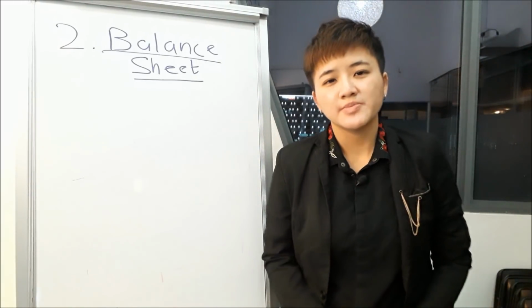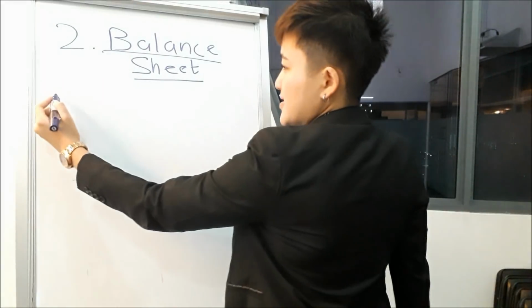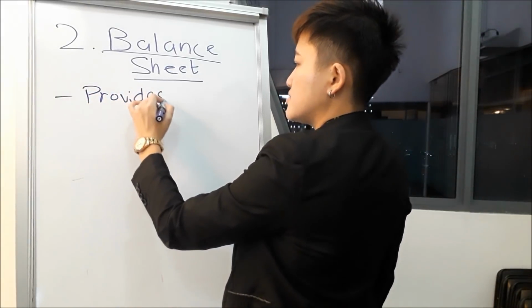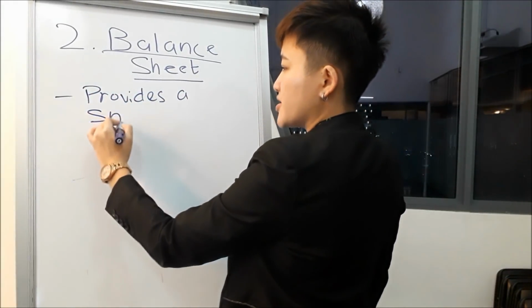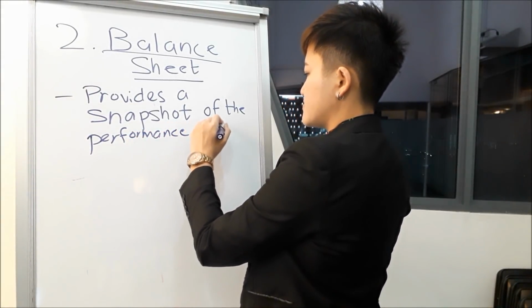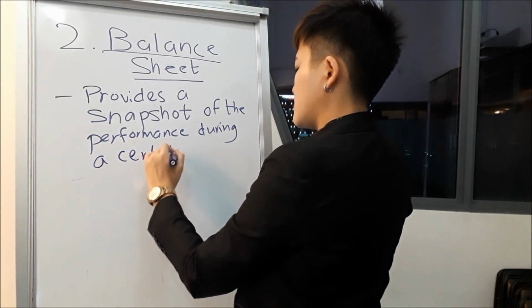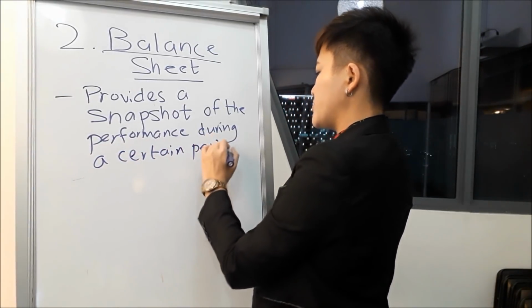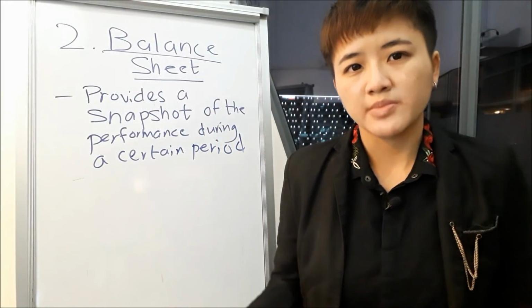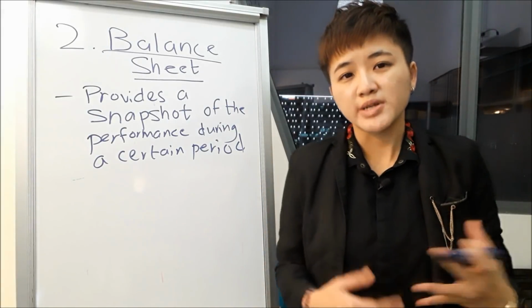So the second financial statement that you should know is the balance sheet, okay? So what it does is that it provides you a snapshot of the performance during a certain period. So how does this differ from the income statement? What do stock investors normally use this for? What does this really tell you?